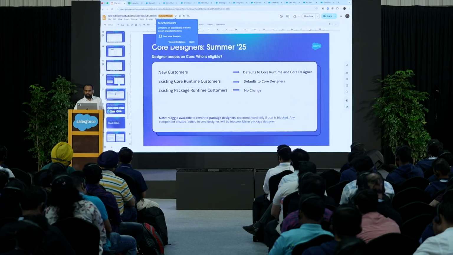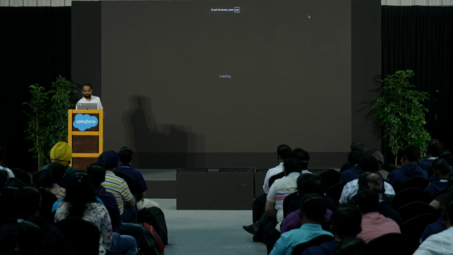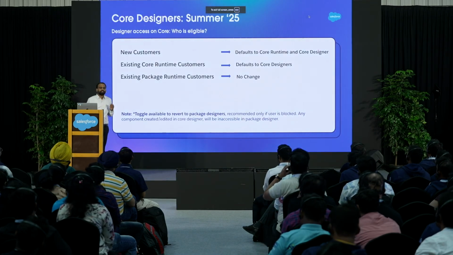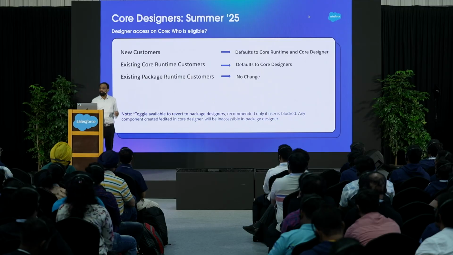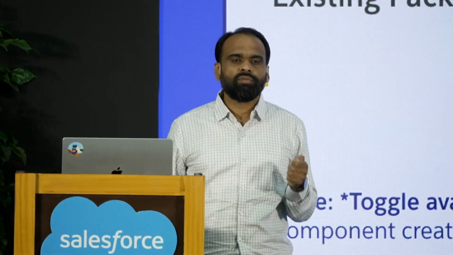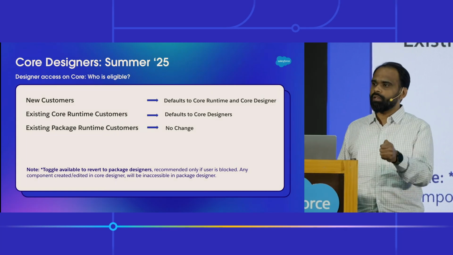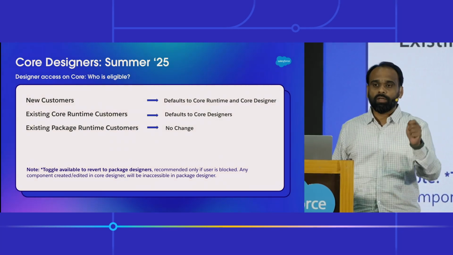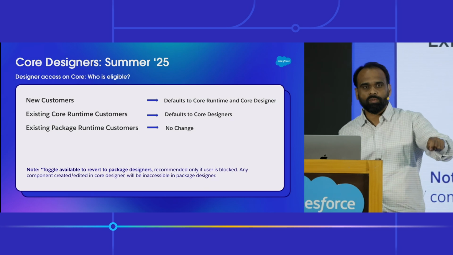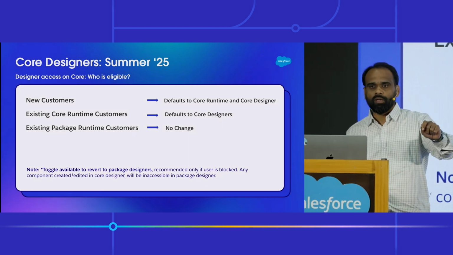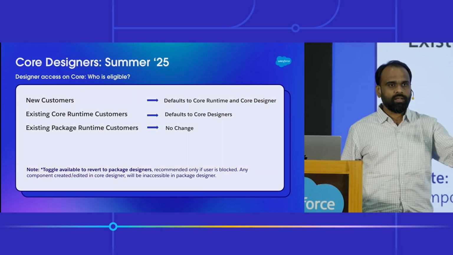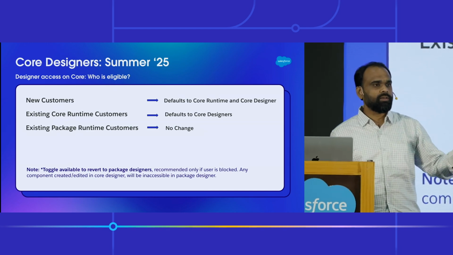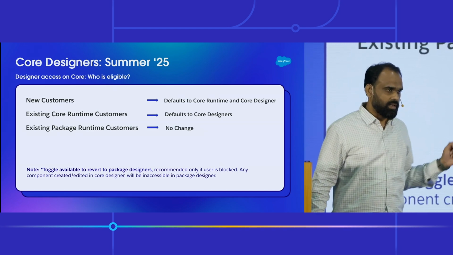Let me start off with who can get the designers on core. In Summer '25, that is in another 10 days when the SB1 gets upgraded, if you are on core runtime, you get designers on core by default. But today, if you want core designers as well, you can get them. If you are on core runtime, you just need to send your org ID to the support staff, and using a pref, you can get the designers on core.